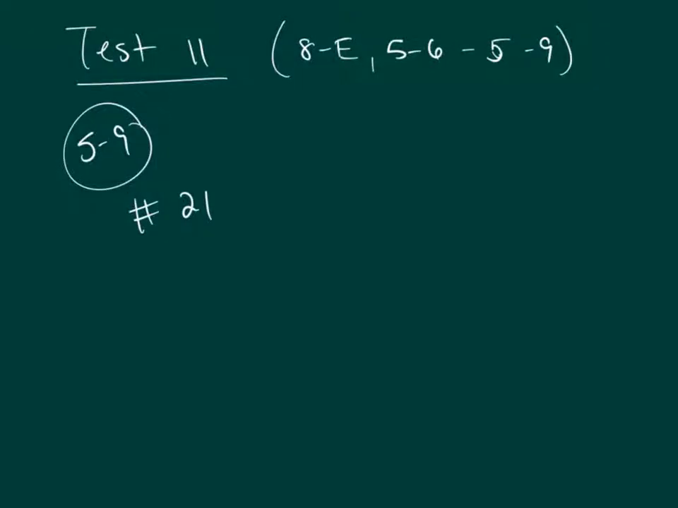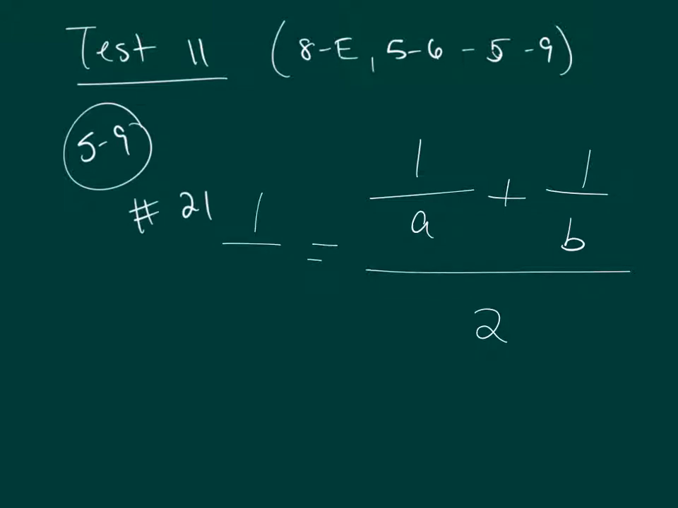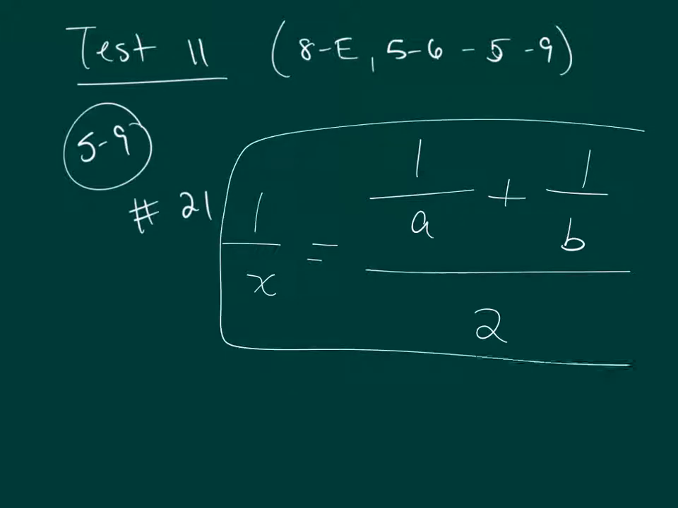The harmonic mean of a number and 5 is 8. The harmonic mean of a number and 5 is 8. Okay? And what is the definition of harmonic mean though? I don't have it here. It's a number where 1 over A plus 1 over B, their average, is 1 over X, the number. So this is the definition of a harmonic mean.